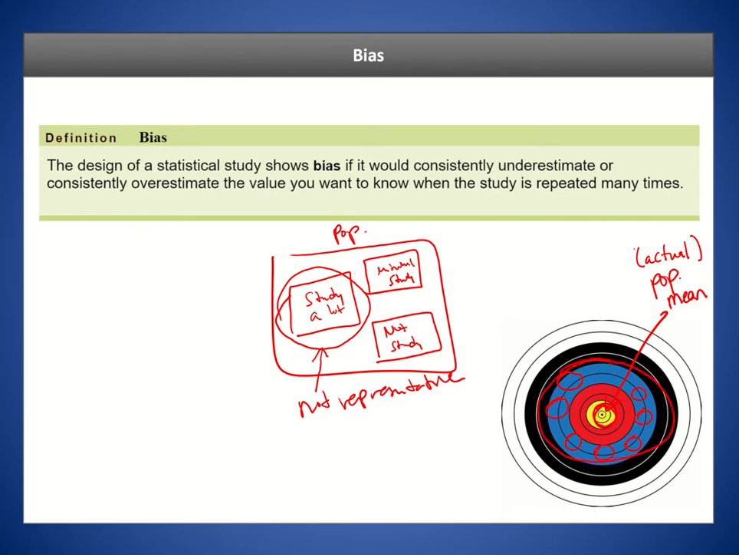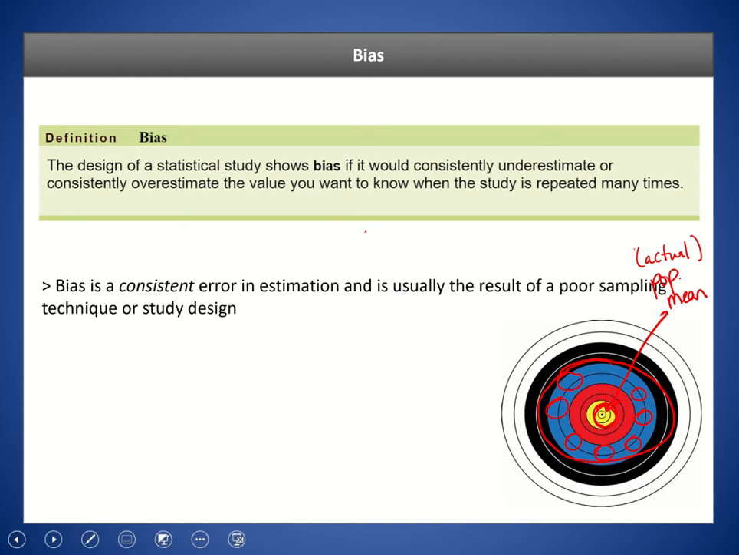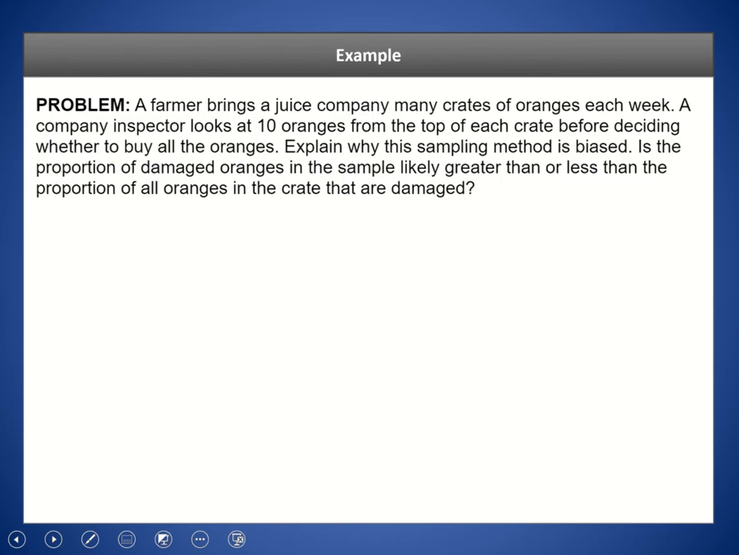See this blue portion? That might be the students that study a lot, but you have these other portions that you want to take into account. So that is known as bias, consistently missing your target, essentially. It is a consistent error in estimation, usually the result of poor sampling technique or design.